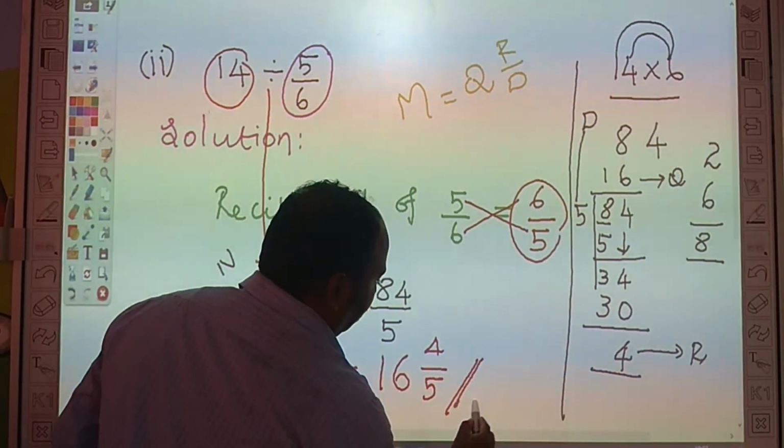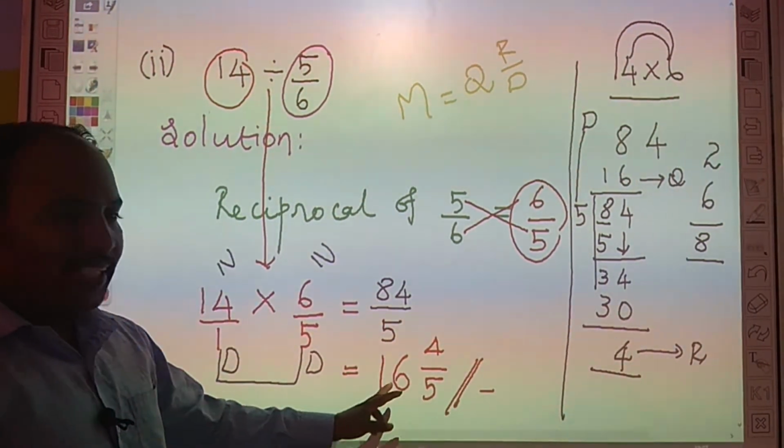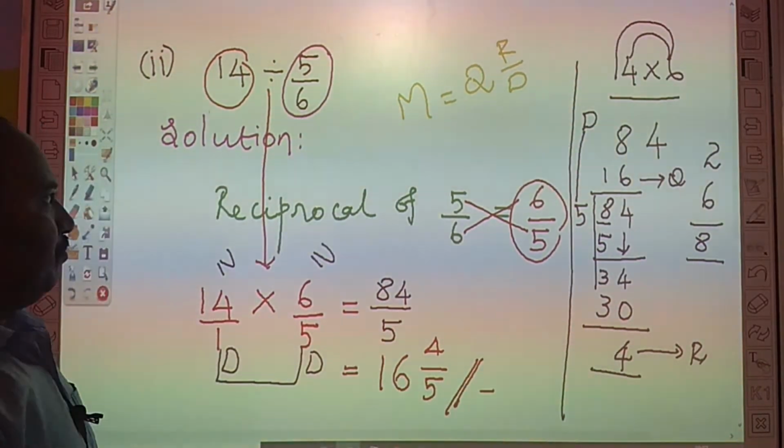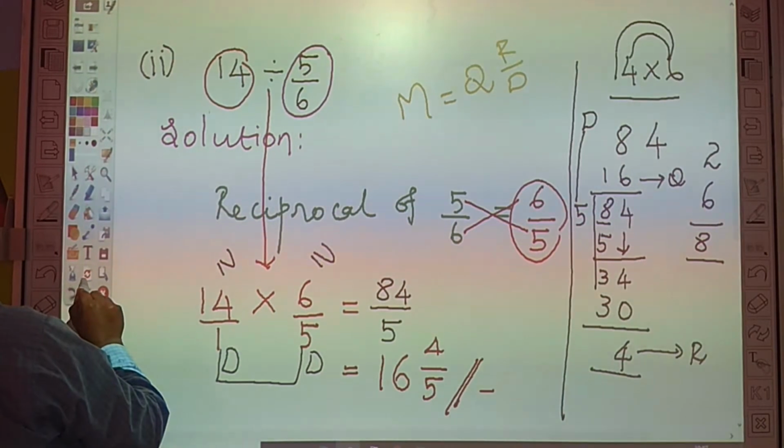So our answer is 16 into 4 by 5. Next, the third one.